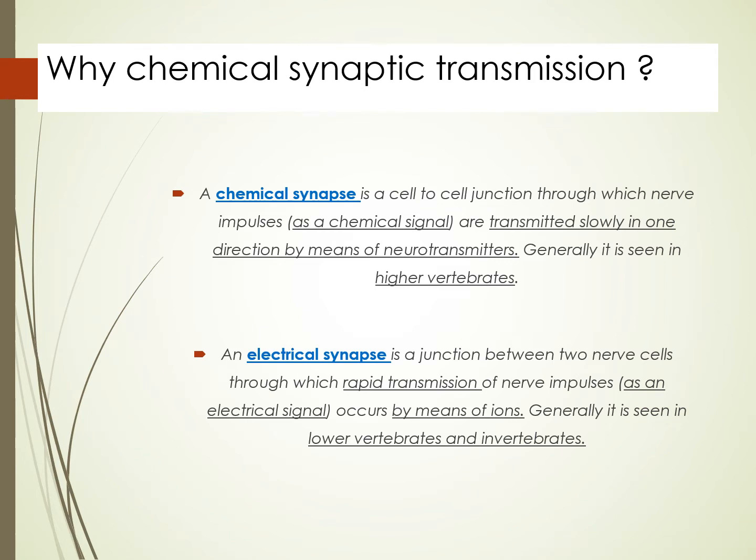And electrical synapse is the cell-to-cell junction, obviously, and from here rapid transmission of nerve impulses we can find. As an electrical signal, the nerve impulse used to move from one neuron to another by means of ions. In lower vertebrates as well as invertebrates, we can find these electrical synapses very much. So as the chemical synapses are very much common, our focus is on the chemical synaptic transmission.